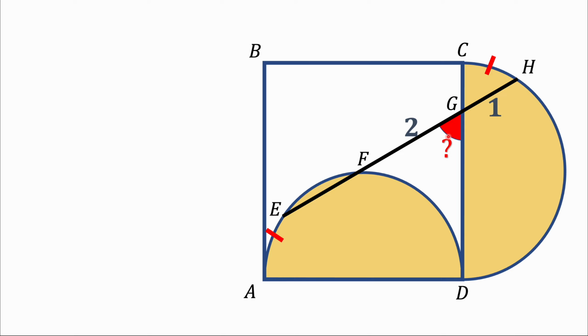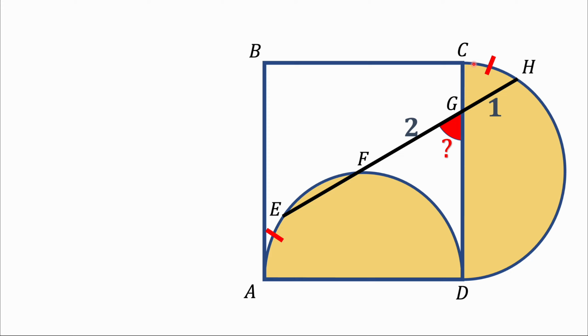We would like to find the angle between EH and CD. One additional condition is that the lengths of the arcs EA and CH are the same. So what can we do here? Okay, let's continue.